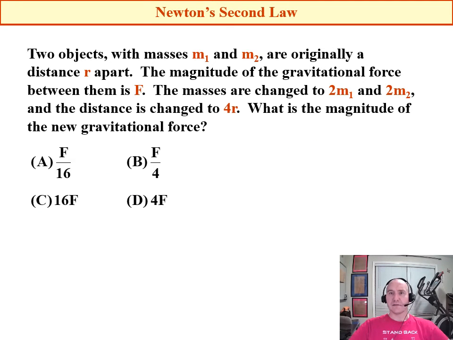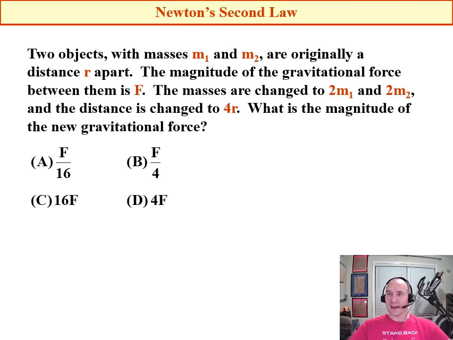Next one, two objects of mass m1, m2, originally with a distance of r apart, the magnitude of gravitational force between them is F. The masses are changed to 2m1, 2m2, and then the distance is changed to 4r. What is the magnitude of the new gravitational force? Take a second and try to answer that.